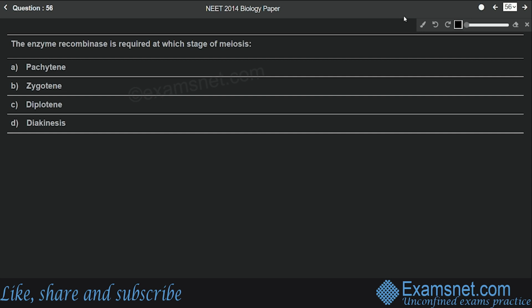Question number 56 is from the chapter Cell Cycle and Cell Division, and the question is, the enzyme recombinase is required at which stage of meiosis? Options are pachytene, zygotene, diplotene and diakinesis. So we know that the enzyme recombinase is involved during the crossing over in meiosis 1. Okay, so crossing over takes place at the pachytene stage, therefore option A, pachytene, will be the correct answer.